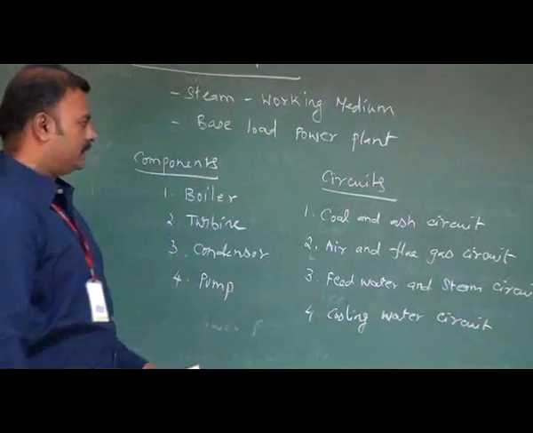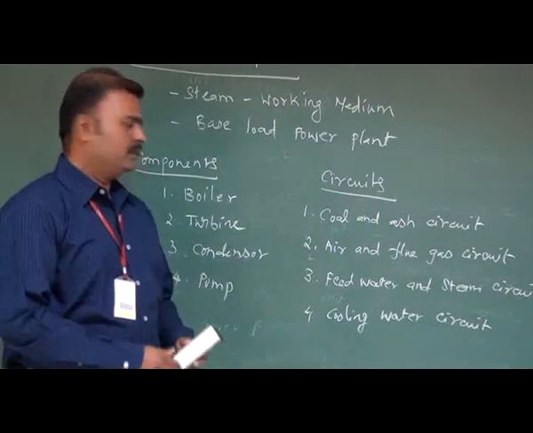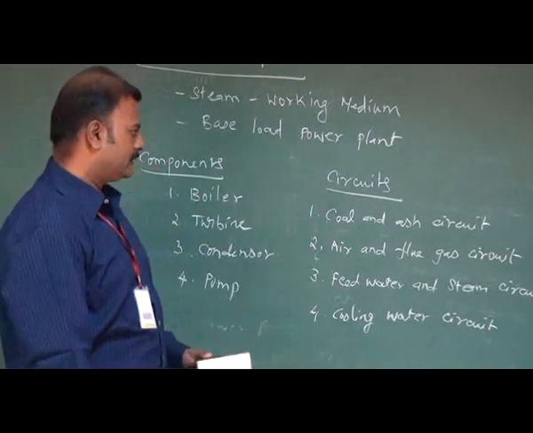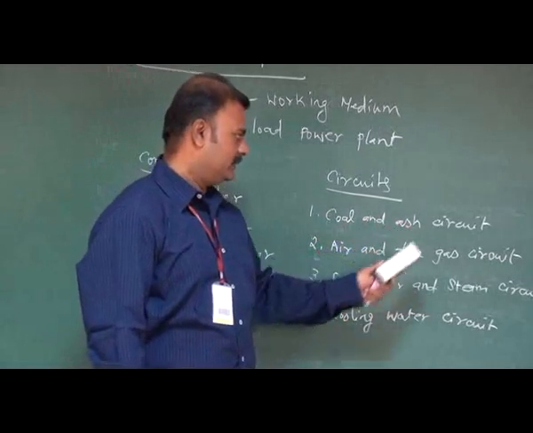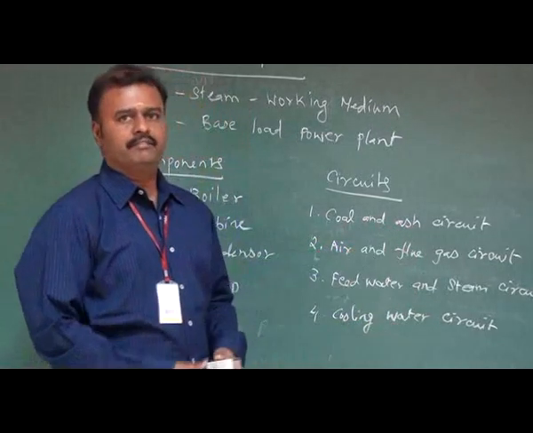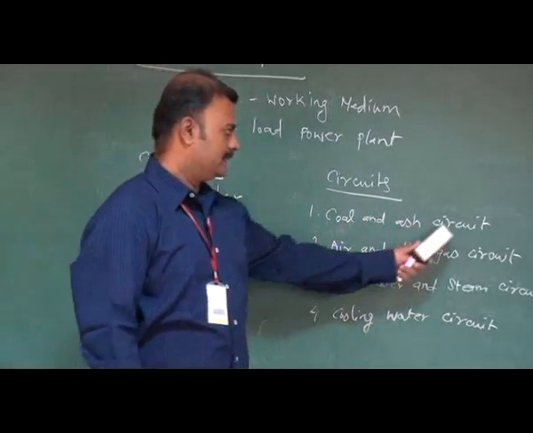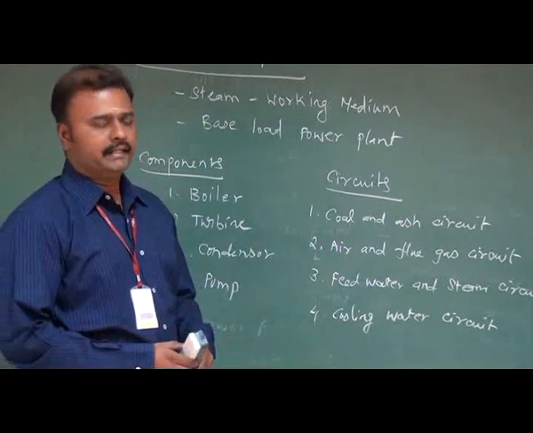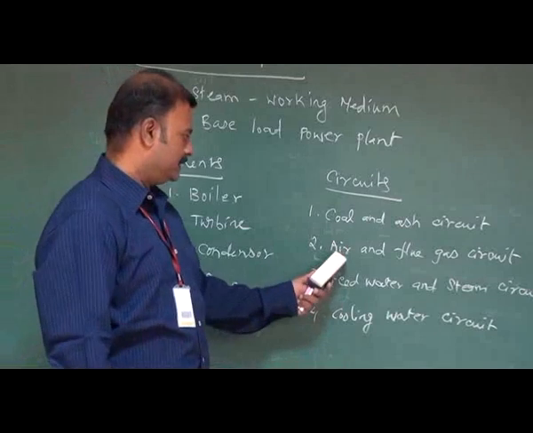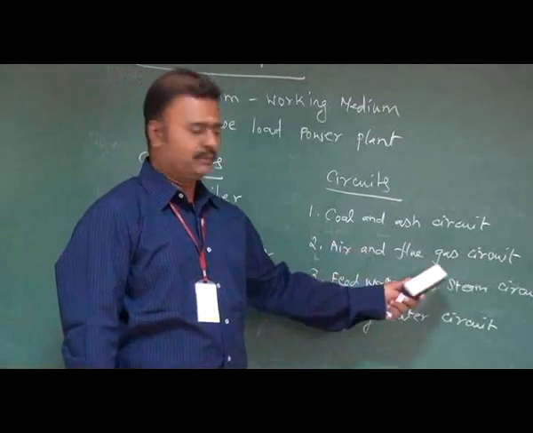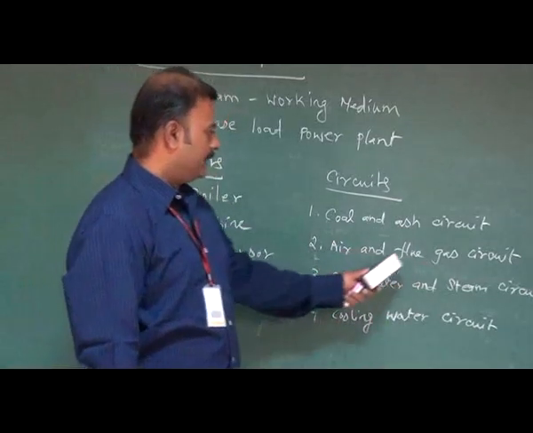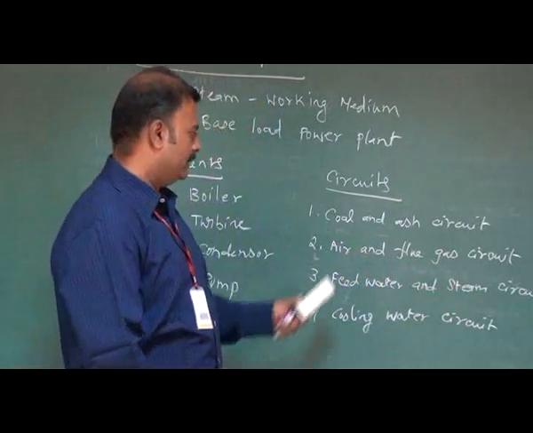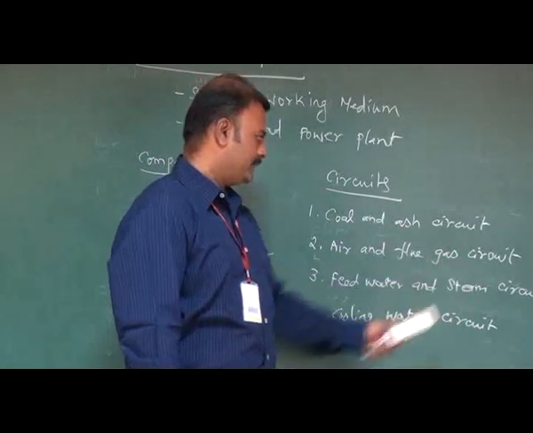In the coal and ash circuit, we must know how the coal is transferred from the coal point to the furnace, and the output is the ash. So we want to remove the ash from the furnaces continuously. How is the ash removed? The next one: for combustion, we need to supply air. So how is the air preheated and then supplied to the power plant? And the exhaust gas is nothing but flue gas. How is the flue gas removed from the power plant? That is explained by the air and flue gas circuit.